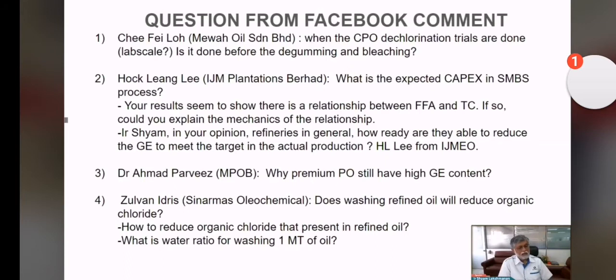I believe the refineries are able to meet the levels of 1.25 ppm MCPD and 1 ppm GE. But the challenge is that buyers want even lower levels now. They're talking about levels even below 0.5 for MCPD and GE, even lower than that.